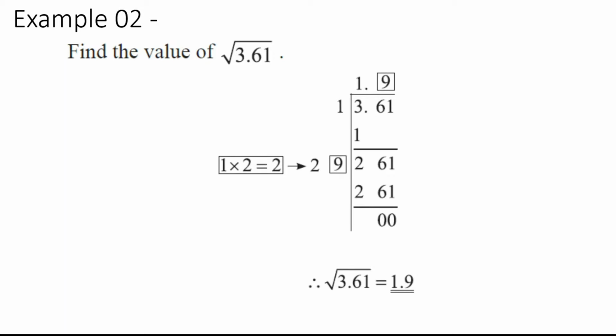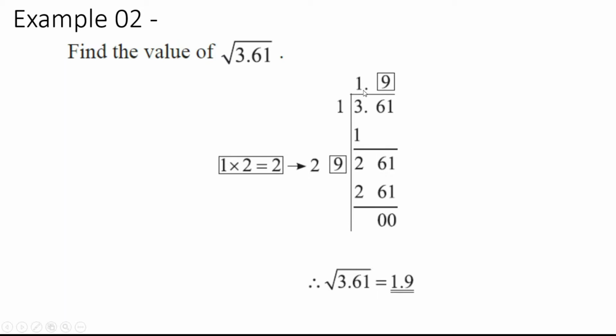Here is another example. Find the value of square root of 3.61. You have to separate the digits starting at the decimal place. Then you get 3 and 61. The perfect square number closest to 3 is 1. The square root of 1 is 1, so you write 1 above the line and onto the left of the line. The product of 1 into 1 is 1, you write it below 3. Subtract 1 from 3, you get 2. Carry down the next two digits, that is 6, 1.